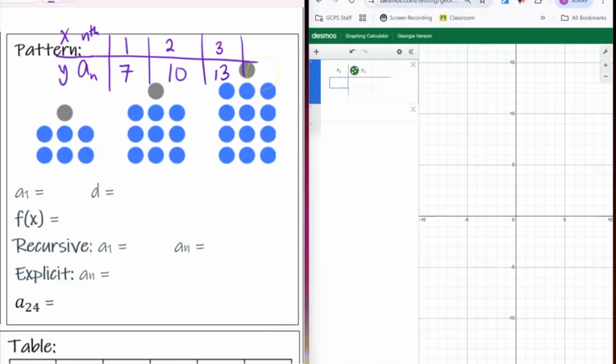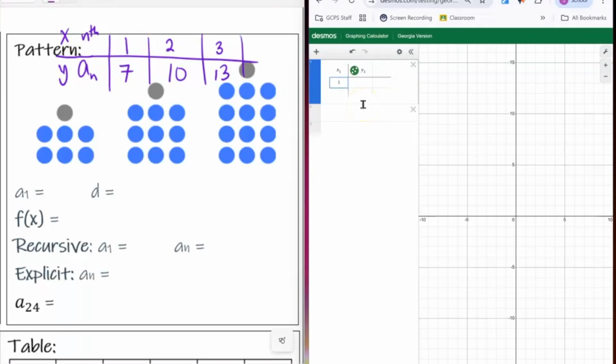So now I have two things that I can put into Desmos. Now I'm just going to read this to you because I have to start talking to you in ninth grade and not 8th grade. So this says when n is equal to 1, a sub 1 is equal to 7. When n is equal to 2, a sub 2 is equal to 10. When n is equal to 3, a sub 3 is equal to 13. So let's go ahead and put that in.